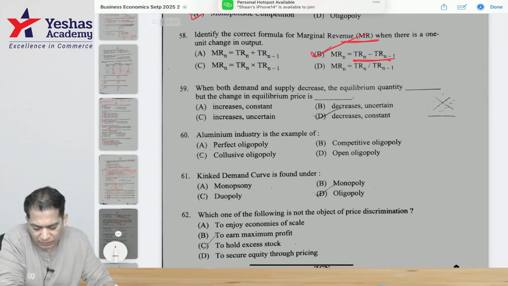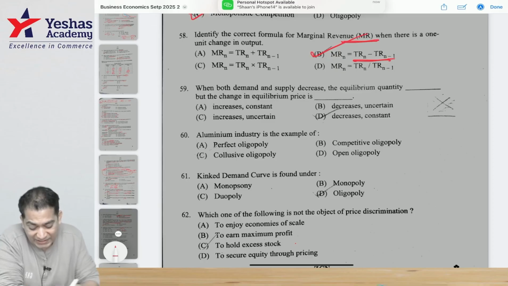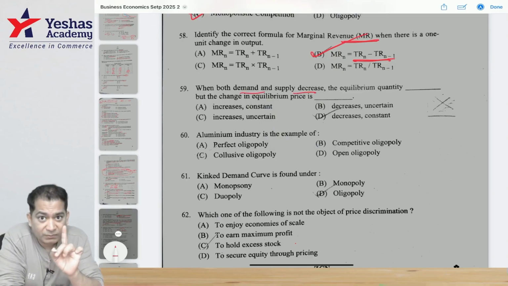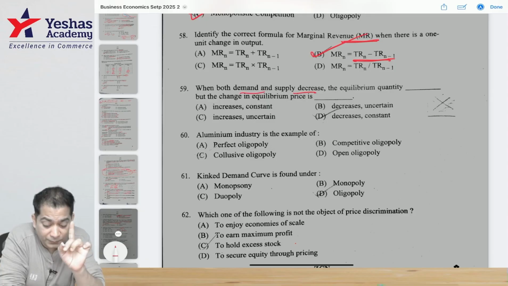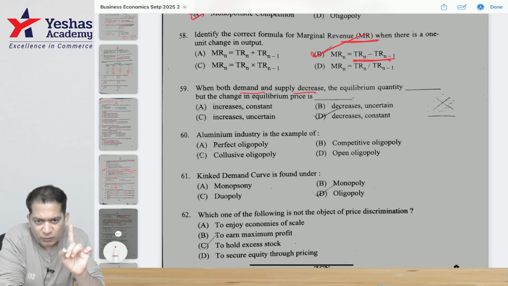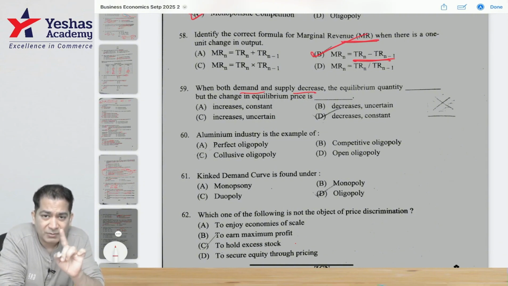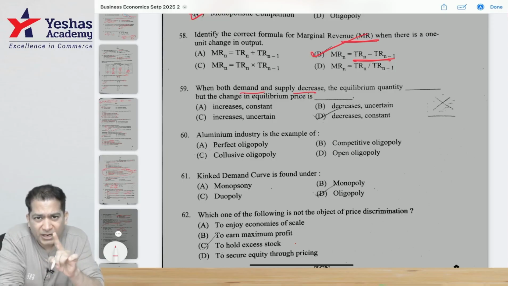When both demand and supply decrease, they have not mentioned by what margin. For so many times we have covered this question in the classroom. Of course, we know for one thing that quantity will fall, but price cannot be determined, because if the demand falls more than supply, then the price will fall. If supply falls more than demand, then the price will increase. And if they both fall by the same margin, then the price will remain constant.